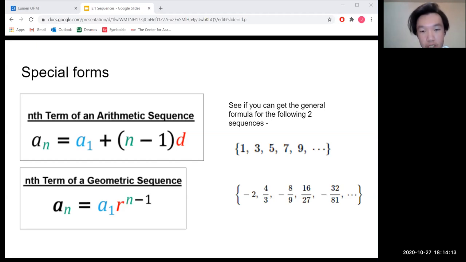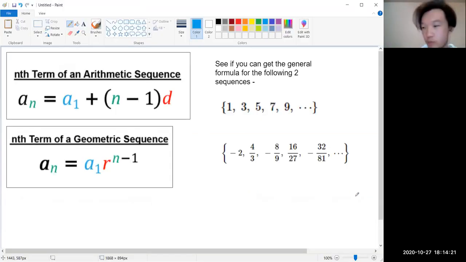Let's see if we can come up with the general formula for those two sequences on the right. Spoiler alert, I stole these two examples from your homework. In case you guys forgot, I'm just going to go through what each symbol means in these formulas. A of n is the general term. A1 is the first term. N is your index. And D is what you call the common difference of an arithmetic sequence, which is basically the difference between each term.